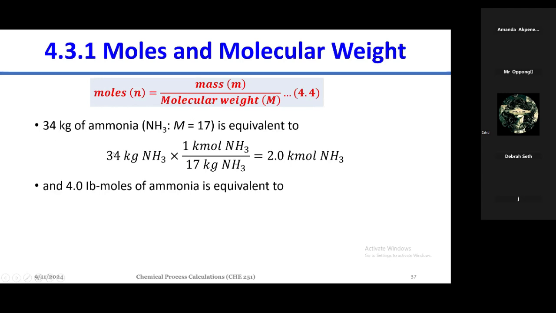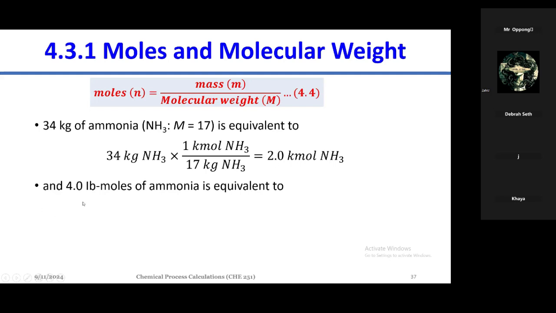If you want to use your conversion factor approach, then you are saying that there is 34 kilogram of ammonia, but then you want to find moles. The conversion factor is 17 kilogram of ammonia contains 1 kilomole of ammonia. So what will 34 kilogram of ammonia contain? When you do the conversion factor, because your kilogram is here, you should make sure that your next kilogram will be a denominator so that they can cancel out. And then it will be 34 times 1 divided by 17 kilomole of ammonia, and then you get this.